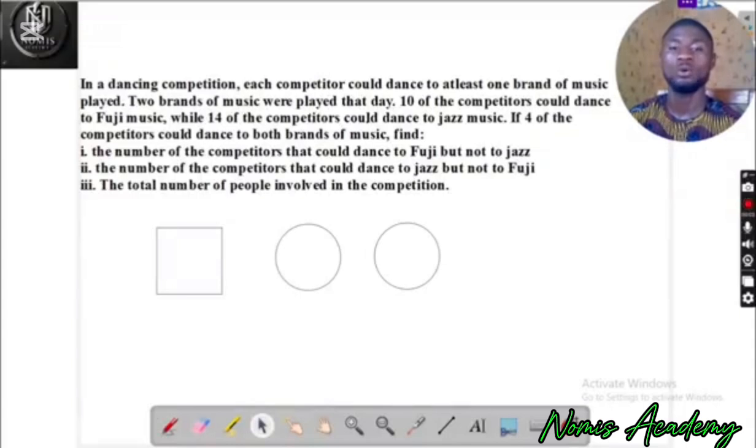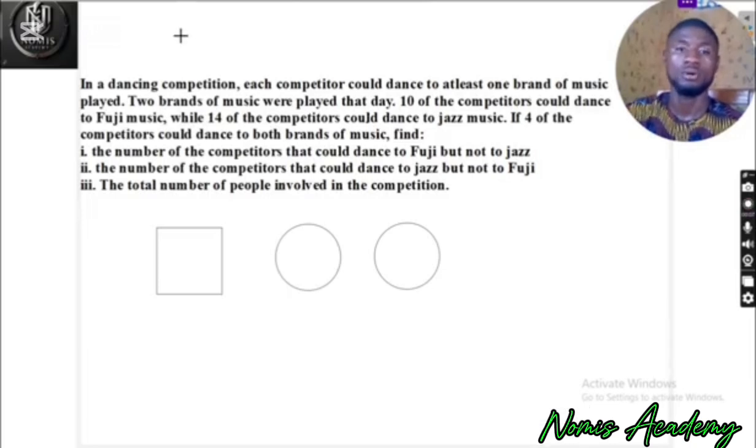This time we'll be dealing with problems on sets. Problems on set theory.